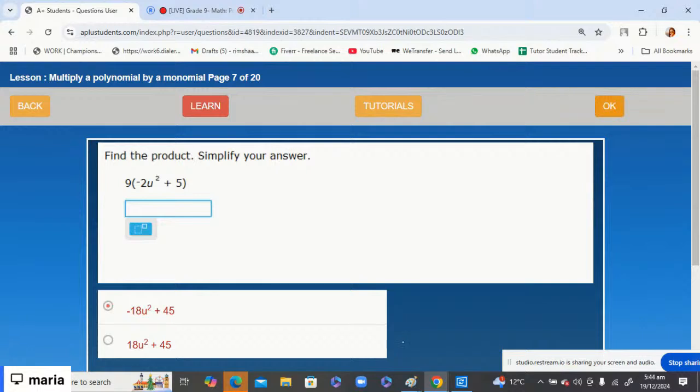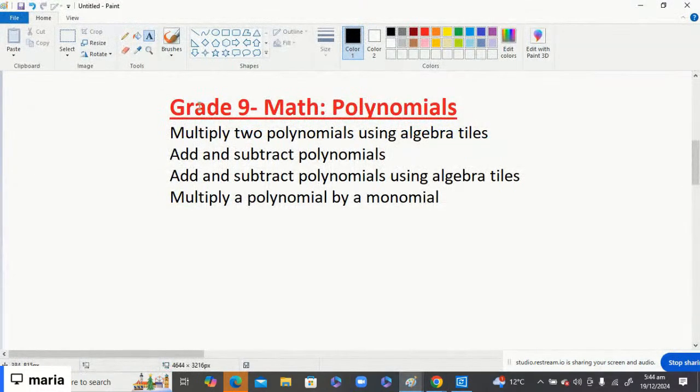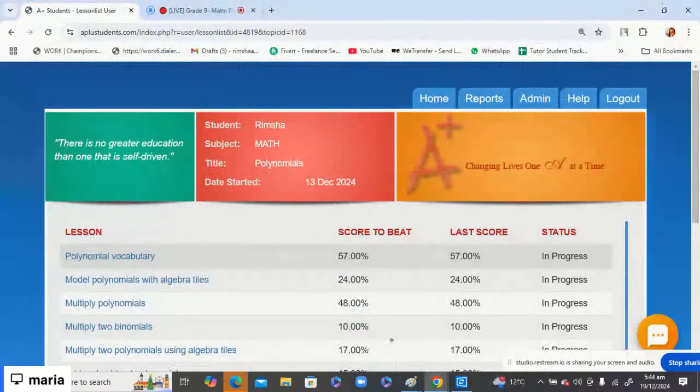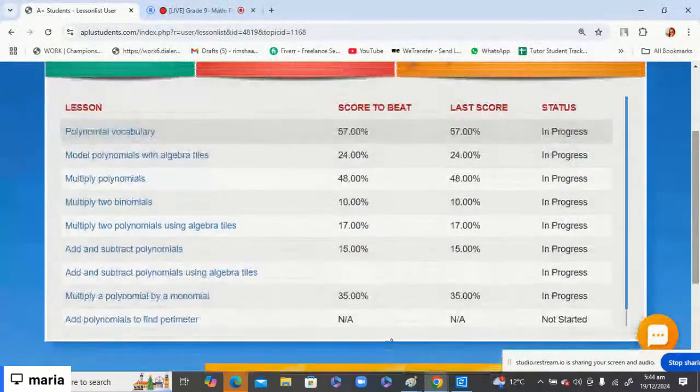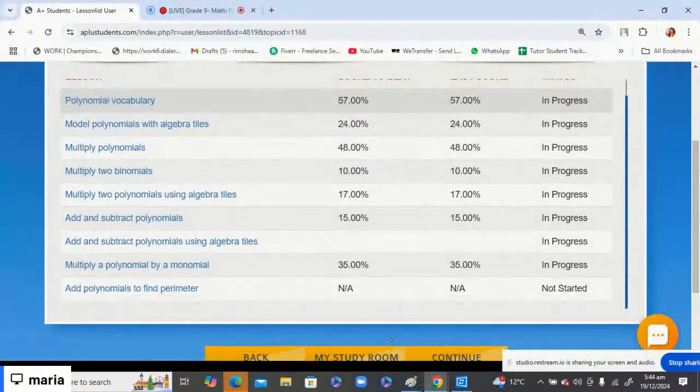This one, okay? So hope you guys understand this lesson. Today we discussed grade 9 maths, the chapter called polynomials, and here is the list of the lessons. That is, multiply two polynomials using the algebra tiles, add and subtract the polynomials, add and subtract polynomials using the algebra tiles, and multiply the polynomials by monomials. Hope you guys understand these lessons.